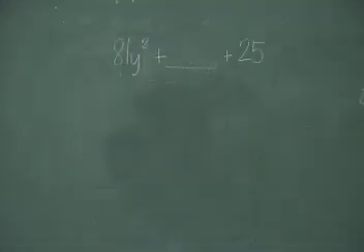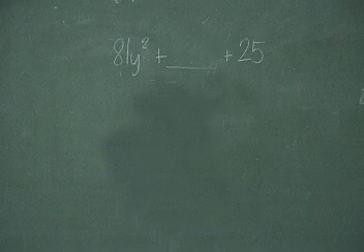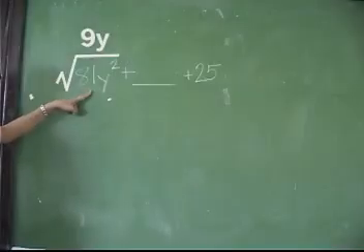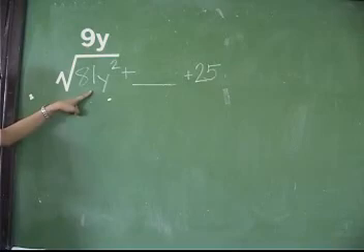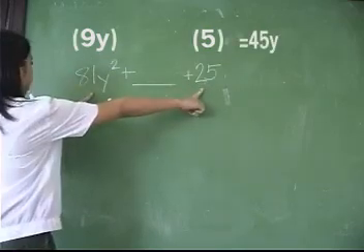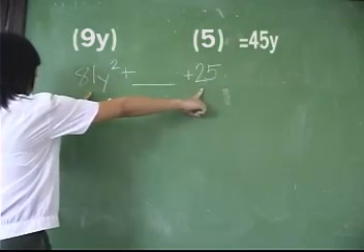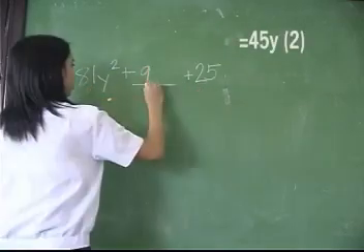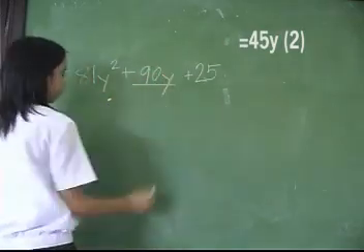Try this with us. Find the middle term of this trinomial. Square root of 81y squared equals 9y. Square root of 25 equals 5. 9y times 5 equals 45y. 45y times 2 equals 90y.